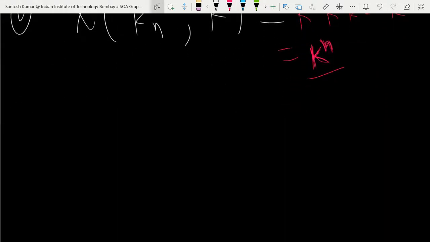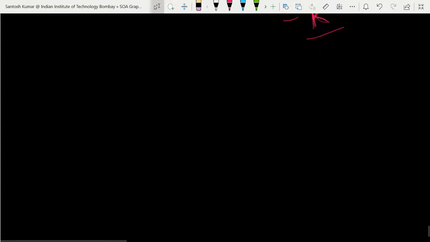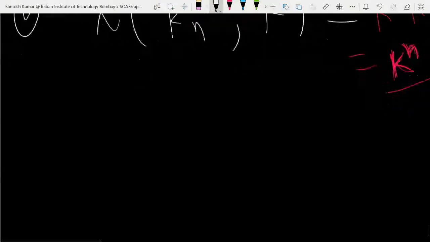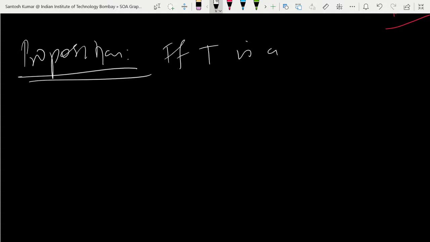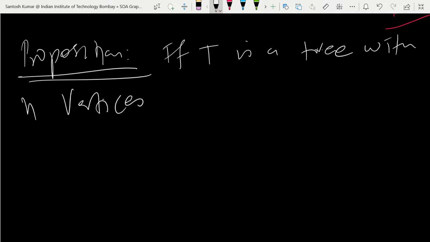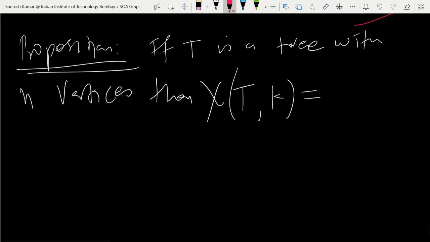Then I would like to derive one result. The third result I would like to write, or we can write it as a proposition: if T is a tree with n vertices, then the number of proper colorings of graph T using k different colors will be what? Can you tell, or can we decide?